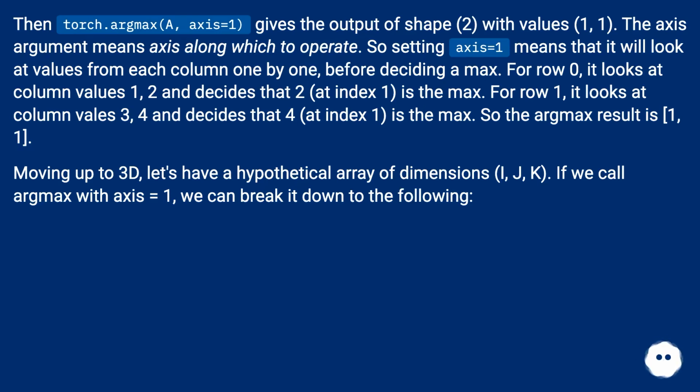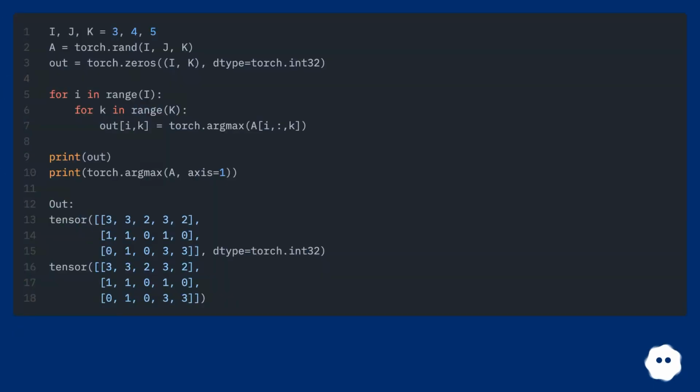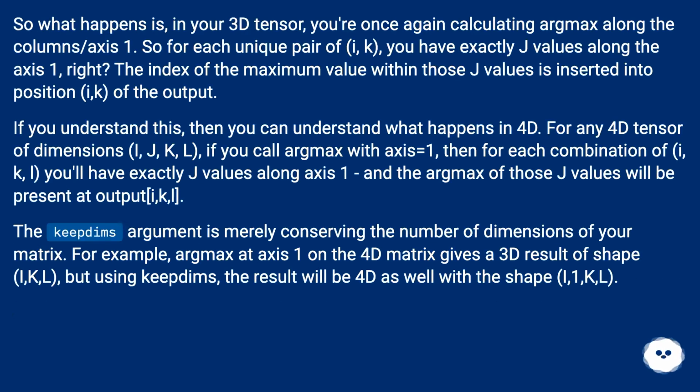If we call argmax with axis equals 1, we can break it down as follows. In your 3D tensor, you're once again calculating argmax along the columns, axis 1. So for each unique pair of i, k, you have exactly j values along axis 1, right? The index of the maximum value within those j values is inserted into position i, k of the output.